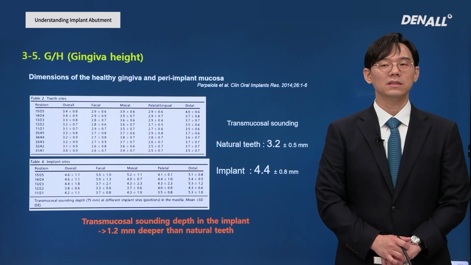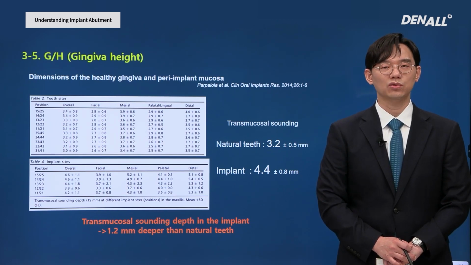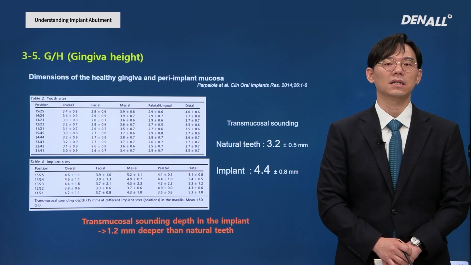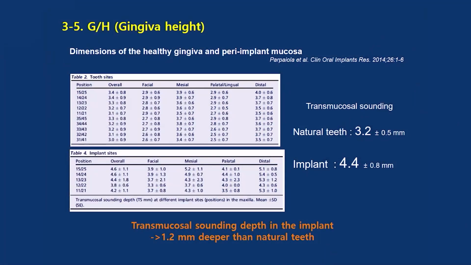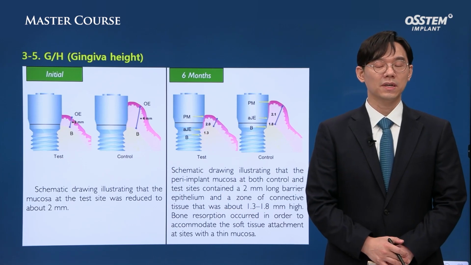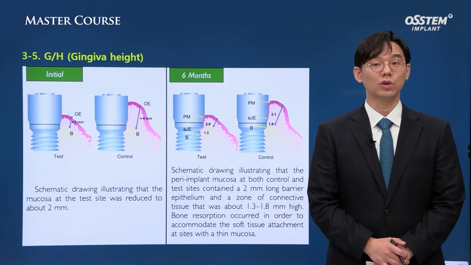As shown in various literature, the gingiva around a healthy implant tends to be deeper than around a natural tooth. According to Papaiola's research in 2014, the thickness of healthy natural tooth gingiva is about 3.2, but around a healthy implant, the gingival thickness is 4.4 millimeters on average. There's about 1.2 millimeters of difference.